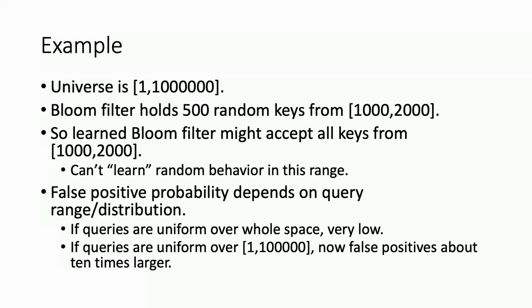I can't really learn the random behavior in this range. Now, what the false positive probability is would depend on what your queries look like. If you trained over queries being uniform over the whole space, your false positive probability would look quite low, because you're just not hitting that range that often. But if all of a sudden the queries are only over 1 to 100,000, not 1 to 1,000,000, now your false positives have gone up by a factor of 10, even though nothing's changed. So it's a different notion of false positive here.